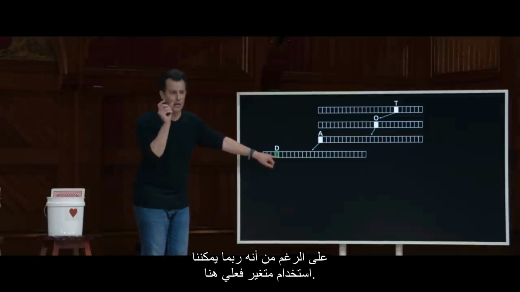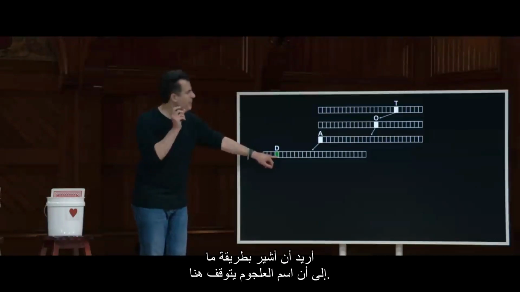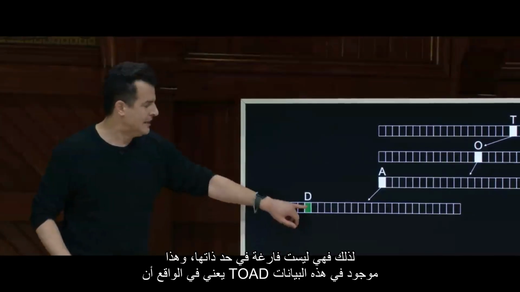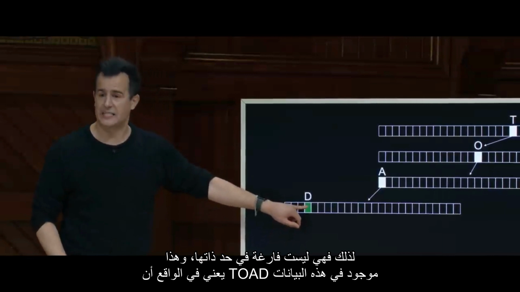though we could probably use an actual variable here. I need to somehow indicate that Toad's name stops here. So it's not null per se. This actually means that T-O-A-D is in this data structure.